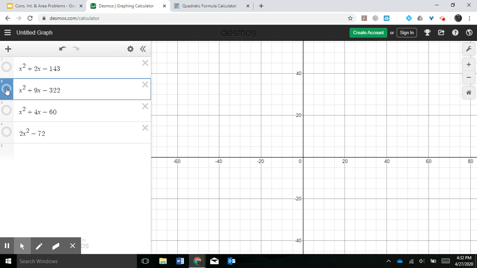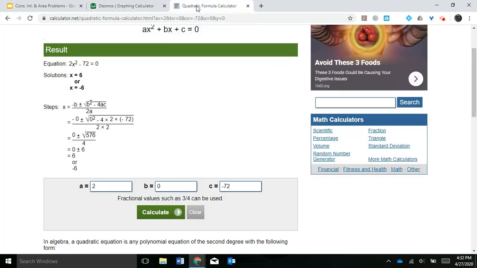All right. So let me show you an example of if I put it into my quadratic formula calculator. Again, I just Googled it and I came up with this calculator. So A was 1. Oops, almost dropped that computer right there. A was 1. B was 9. And C was negative 322.